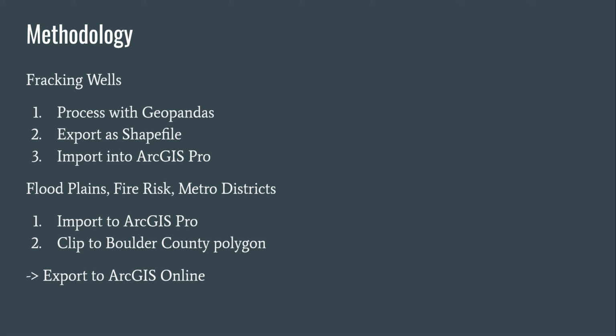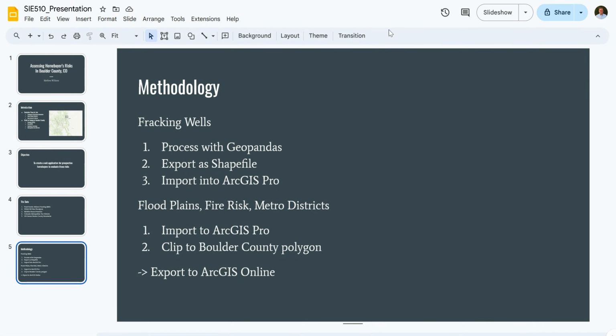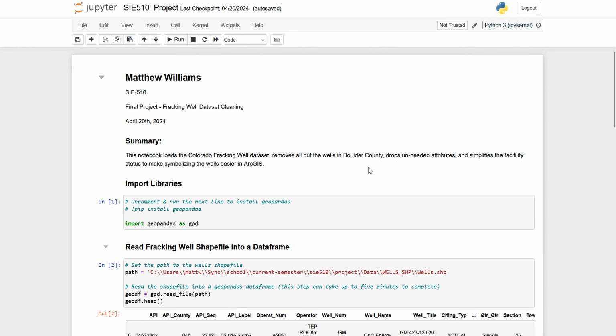For the methodology, I used Jupyter Notebook with GeoPandas to process the fracking well shapefile. And we'll take a walk through that in just a second here. And then with the floodplains, fire risk, and metro districts, those I just brought straight into ArcGIS and then reduced everything down to just within Boulder County so as not to bog down the map. And then once I had everything symbolized and reduced down to Boulder County, I exported it to ArcGIS Online, where I created the web application. So now we'll go to the Jupyter Notebook.